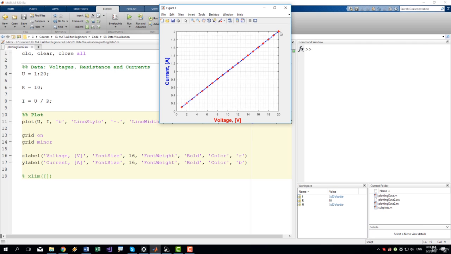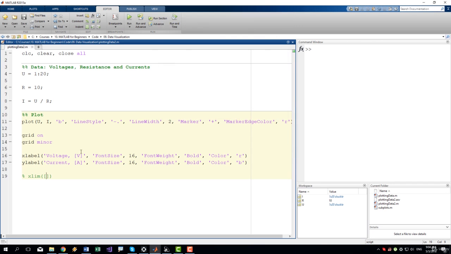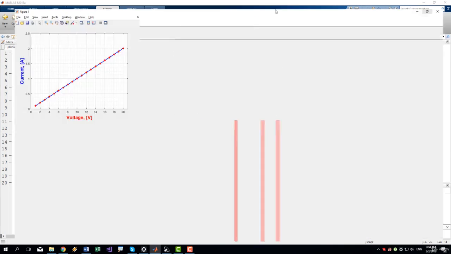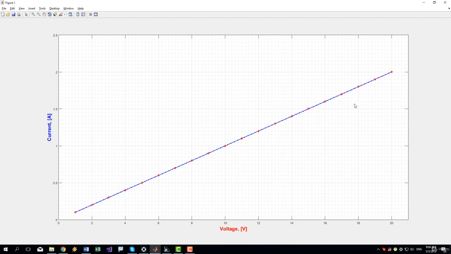Now I'm going to comment it, run the code, and you can see that our maximum value, our endpoint on our graph, is crossing at x equals 20, voltage equals 20, and current equals 2. So we can make our x limit from 0 to 21, and we can make our y limit from 0 to, let's say, 2.5. And now when we run our graph, we can clearly see the graph itself. There is no ambiguity here.